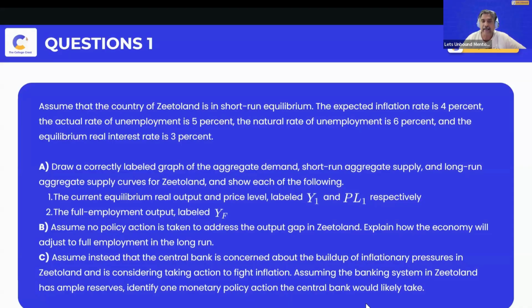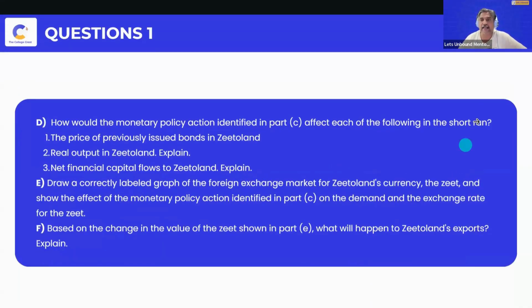Then how would the monetary policy action identified in part C affect each of the following in the short run? The price of the previously issued bonds in Zetoland, the real output, the net financial capital flows to Zetoland. So if the interest rates are going to increase, then obviously the price of the previously issued bonds in Zetoland would decrease. The real output in Zetoland would decrease as well, and the increase in nominal interest rate would decrease the interest sensitive consumption and investment spending, and it will decrease the aggregate demand.